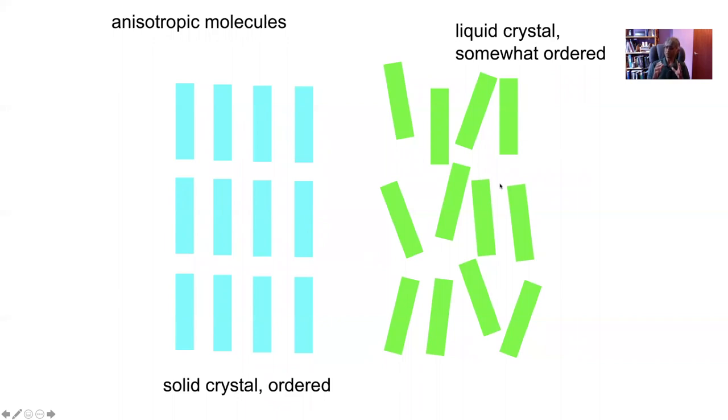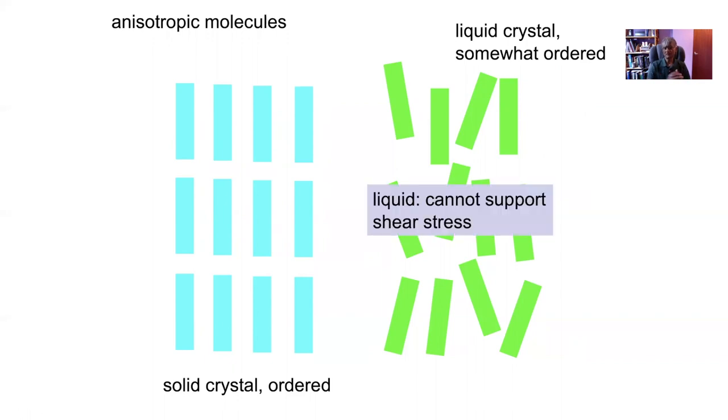So these are called liquid crystals and used to be very popular in electronic devices before the onset of the organic polymer displays. So the difference between a liquid and a solid is that a liquid cannot support a shear stress. So liquid crystals actually flow.